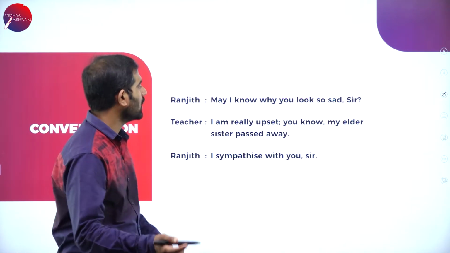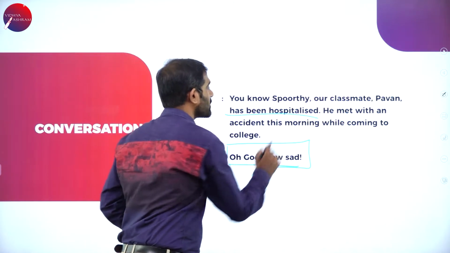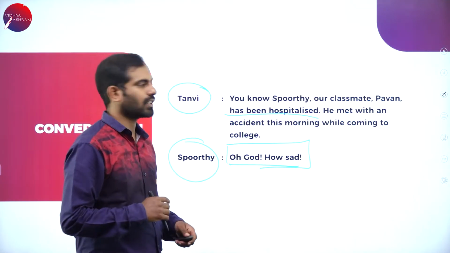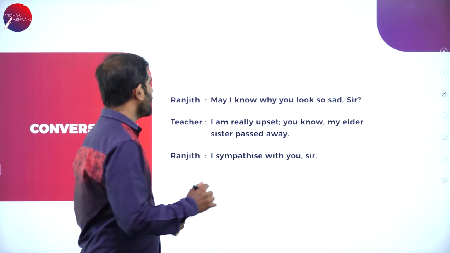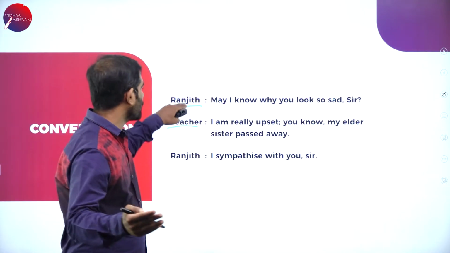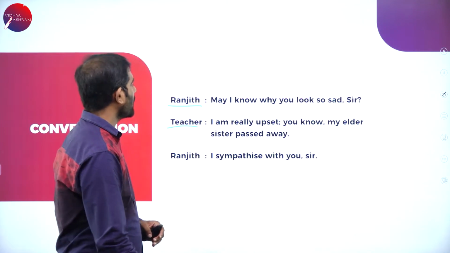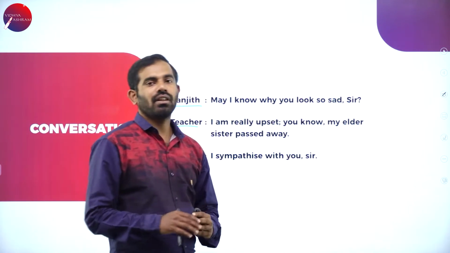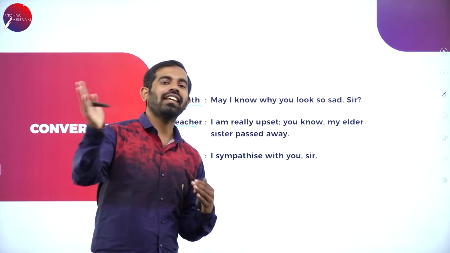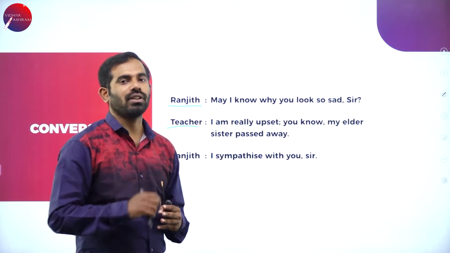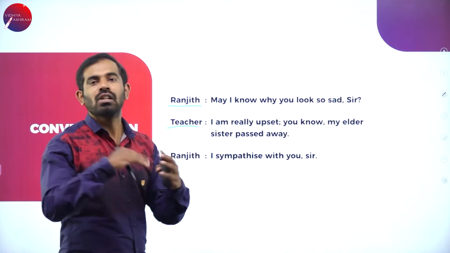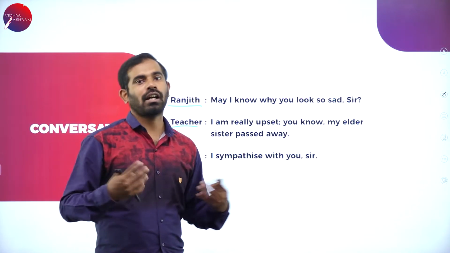Observe the context. In the previous one, somebody has met with an accident and has been hospitalized. In this conversation, student and teacher, they are inquiring each other. Now, Ranjit is asking his teacher, may I know why you look so sad, sir? By looking at the face, by looking at the expression, one could easily observe something has gone wrong with that person. So the reason is, my elder sister passed away. It is not a jovial thing to express, oh, my sister died.